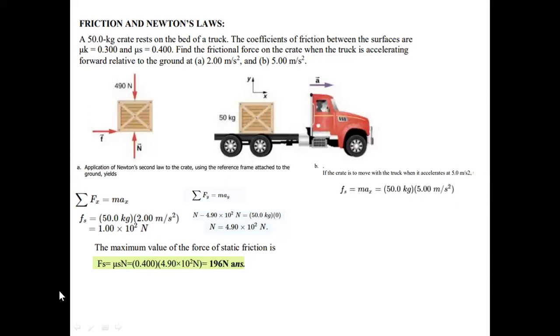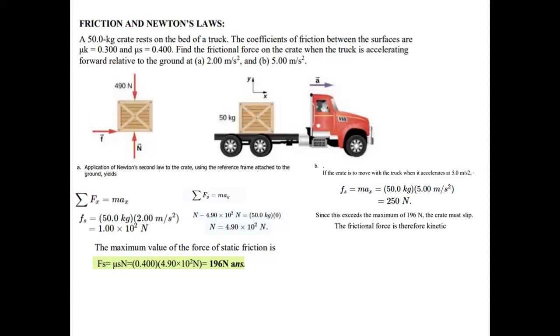Now, for letter B, F is equal to mass times acceleration. This is the horizontal acceleration, which for letter B is given as 5 meters per second squared. So 50 kilograms times 5 meters per second squared gives 250 newtons. Now, since this exceeds the maximum of 196 newtons, the crate must slip. So it will slip. The frictional force is therefore kinetic.